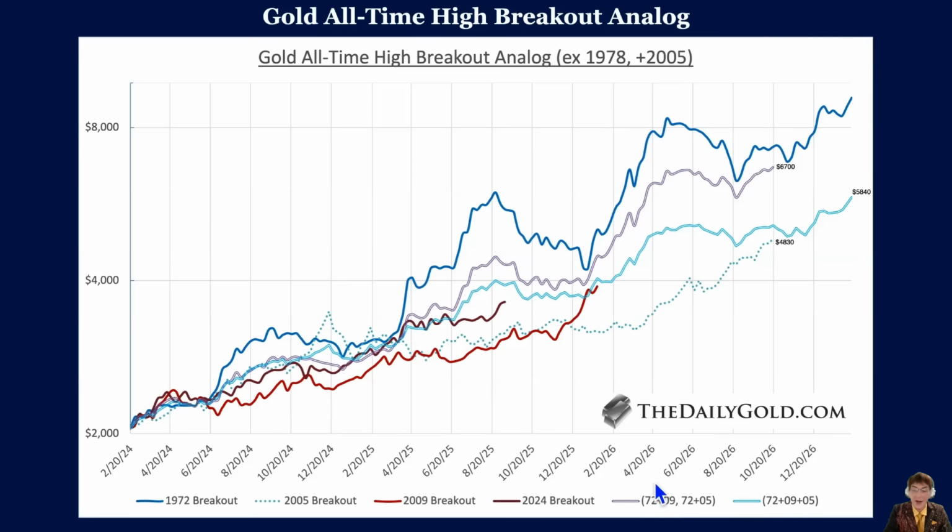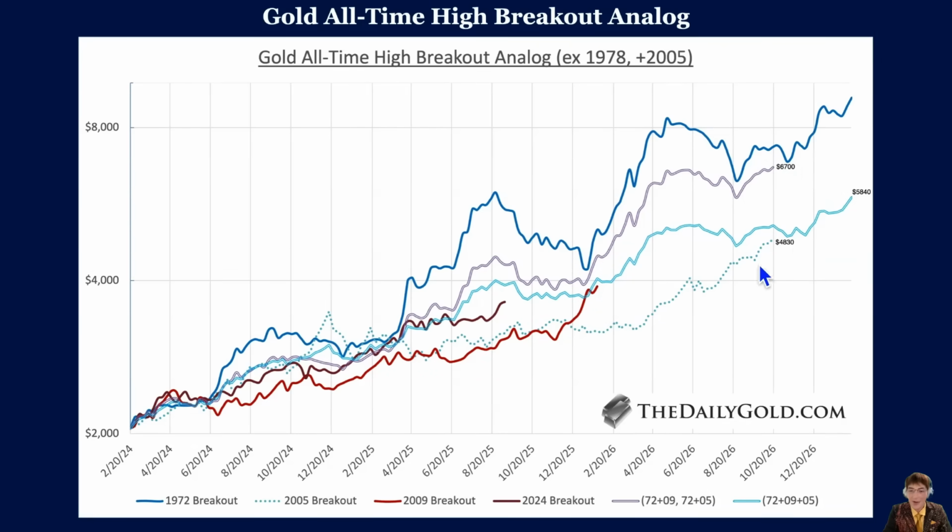Now, if we look at an average of 1972 to 2009, and that's this one right here, and then because 2009 ends right here, we look at the average, but then 2009 ends. And so at this point, we replace it with 2005. So it starts out 72 and 2009, and then we replace it with 72 and 2005. And that's the stronger move right here. And that gets to $6,700 an ounce, October of 2026. So that's 13 or 14 months from now.